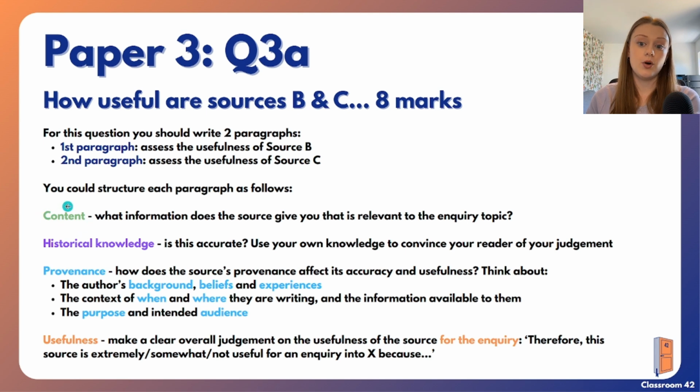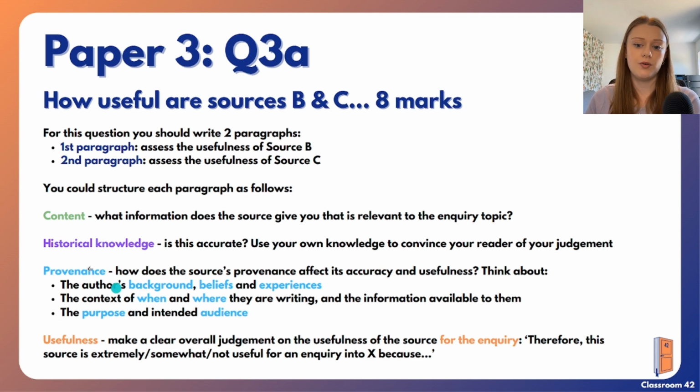So first of all, we want to include content. So what information does the source give you that is relevant to the inquiry topic? So this might be quotes for the text source. It might be describing what's going on in the image source. Then we're going to bring in our historical knowledge. A really great way to bring in our historical knowledge is to talk about the accuracy of the sources. So for example, we could explain what the content of the source is. And then we're going to say, I know that this is true because, and bring in our historical knowledge, or this does not align with my historical knowledge of, and bring in our historical knowledge. So it's a great way to use our own knowledge in a more natural way, while also talking about the usefulness and accuracy of the source.